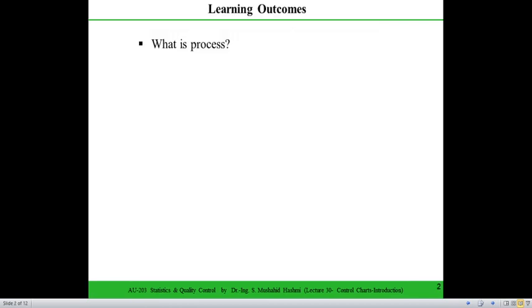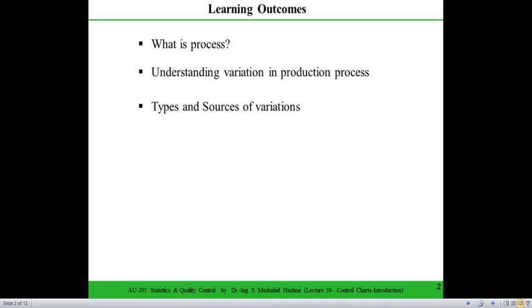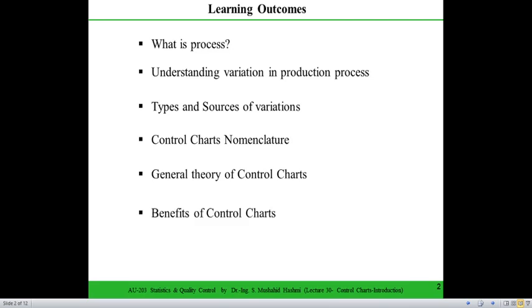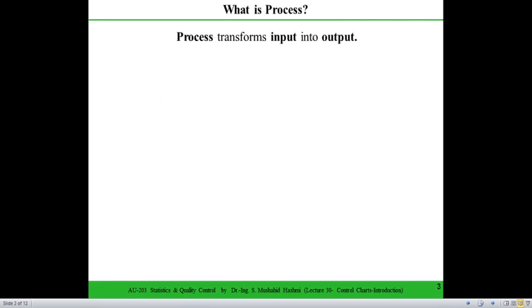Before going into control charts, we would like to go into what a process is, focusing on the production process. We will understand what the causes of variation in the production process are, and then we will look into the types and sources of variation. Then we will define what a control chart is and its nomenclature, and then go into the general theory of control charts, and then the benefits of control charts. In the end, we will go into the different types of control charts. So what is a process?